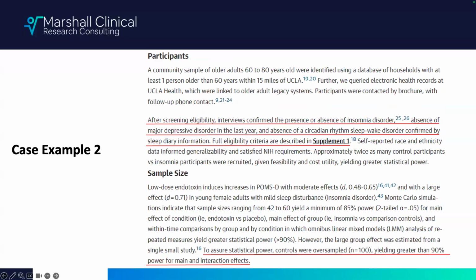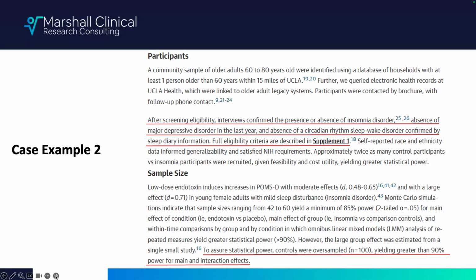Continuing with the methodology of this study. They say in the participants section that after screening eligibility, interviews confirmed the presence or absence of insomnia disorder, absence of depression disorder in the last year, and absence of a circadian rhythm disorder. They provided the full eligibility criteria in the supplement materials in case someone was interested. And in the sample size section, they went through how sample size or power was calculated. The importance of that is to know how many individuals in each group you need to see the difference between the groups.